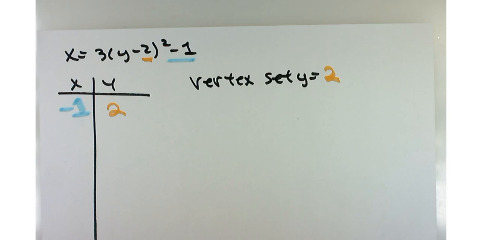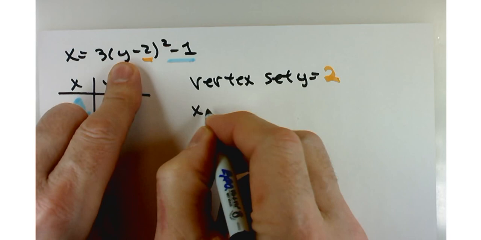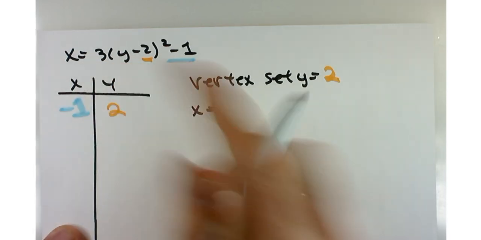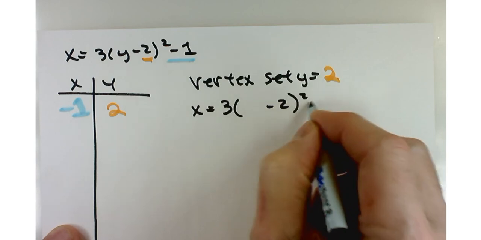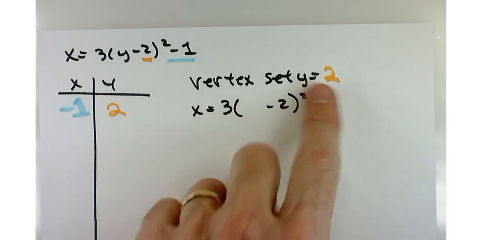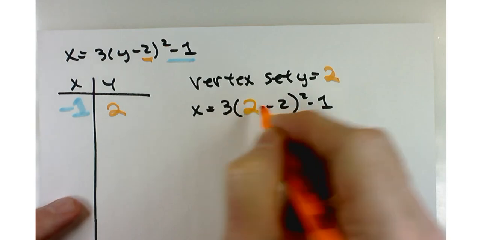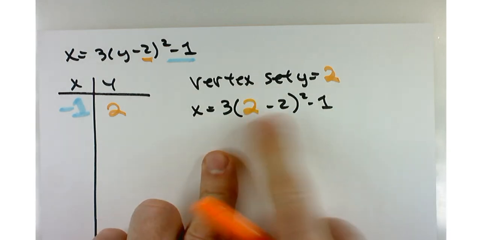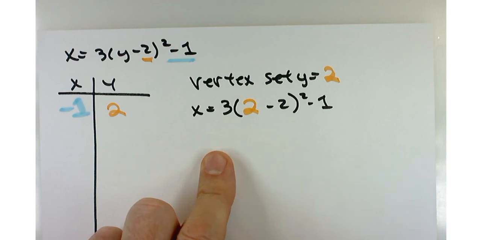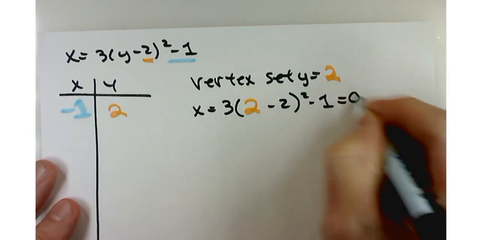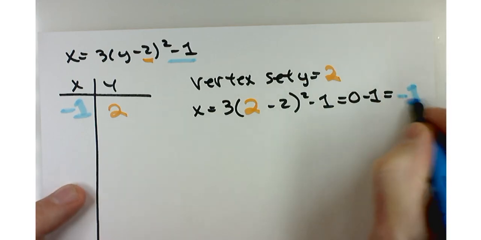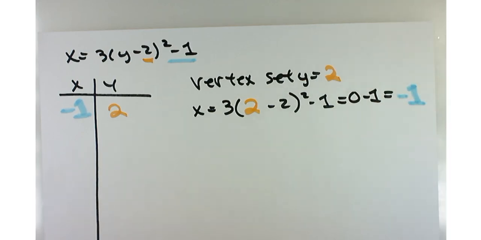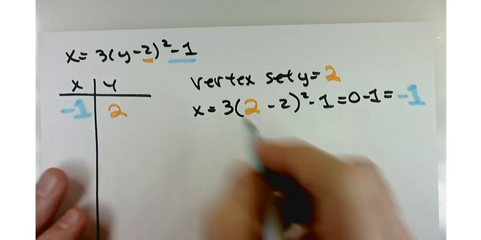And hopefully you can read that stuff off. If you can't, that's fine. Just remember, always go back to setting the squared term equal to 0. It's going to be 3 times something minus 2 squared minus 1. You're going to plug in that 2. 2 minus 2 is 0, square root of 0 times 3 is 0. 0 minus 1 is -1. Great. So that's our vertex.